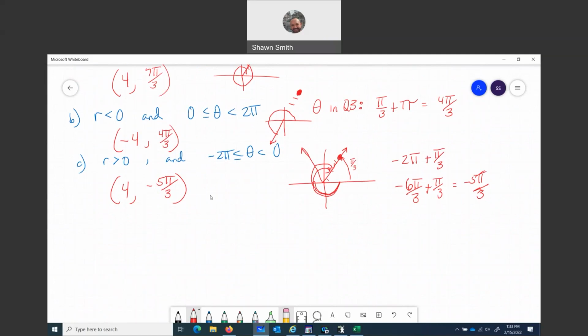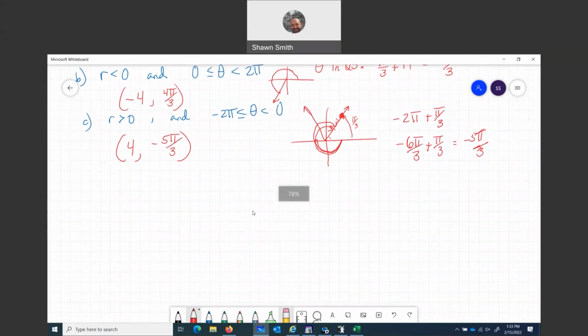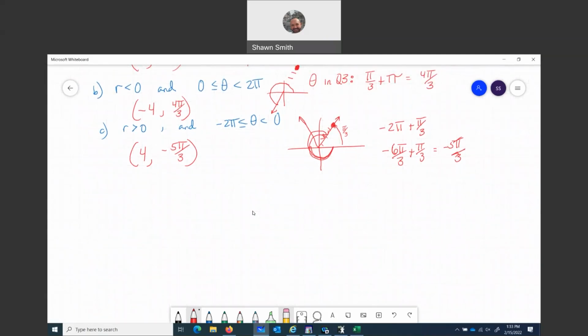All right, so let's convert between rectangular and polar, polar to rectangular, and see how that is formed. Let's do rectangular to polar first.